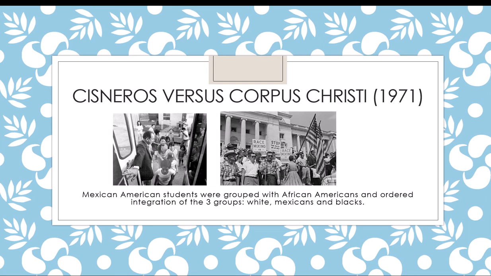Now, Cisneros versus Corpus Christi was in 1971, and Mexican American students were discriminated against in Corpus Christi and segregated, and this court case integrated all three groups: whites, Mexicans, and blacks.